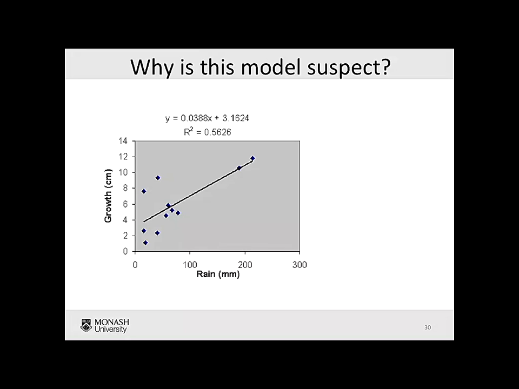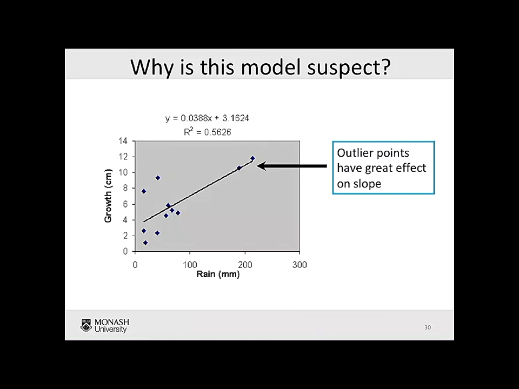Why is this model suspect? We have our R squared value here of 0.56. That's how well it fits this particular trend. Is this suspect? Do you think this is a good fit? Well, we don't have many data points, and these two are very out there compared to the other cluster here. So if we remove those two, we'd have a line much more like this.